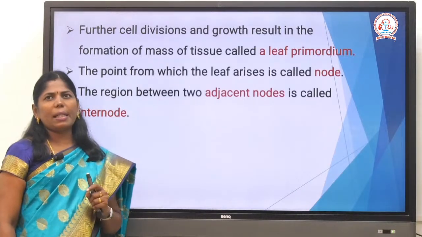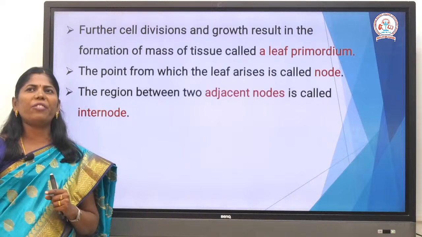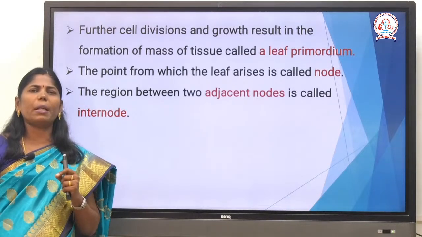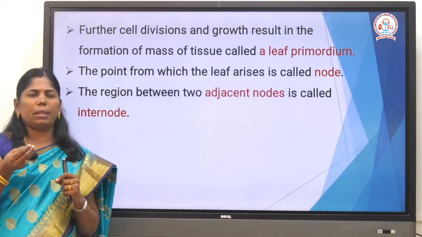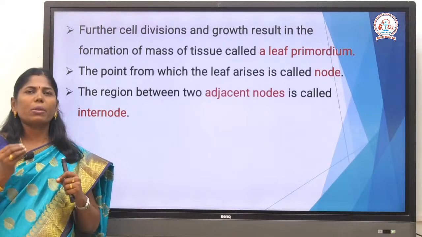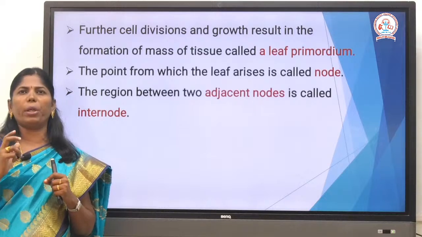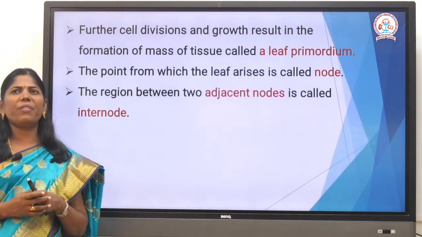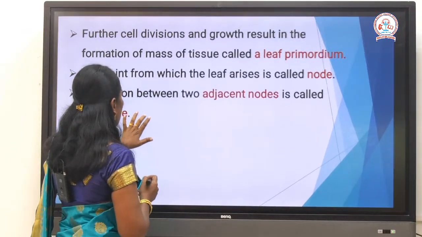Further cell divisions and growth result in the formation of a mass of tissue called the leaf primordium. Leaf primordium is nothing but a bud-like structure, okay. When the organ originates, it looks like a bud, and that is called the leaf primordium. The cell division occurs in the leaf primordium, okay. The point from which the leaf arises is called the node. So at the node region, the leaves arise on the stem.